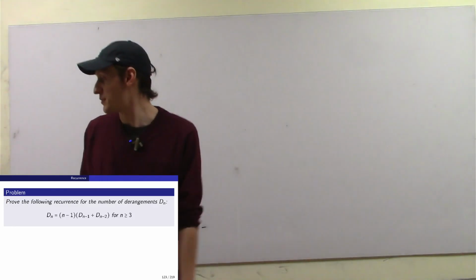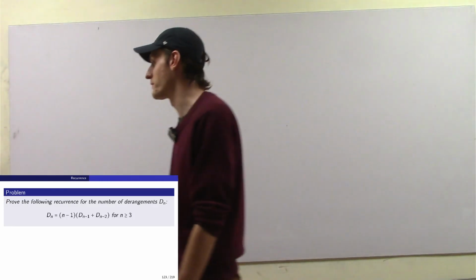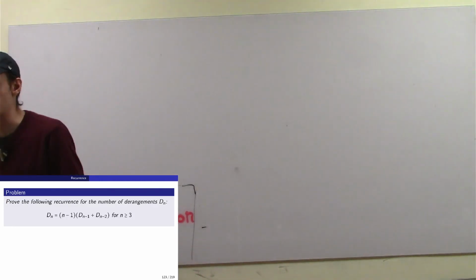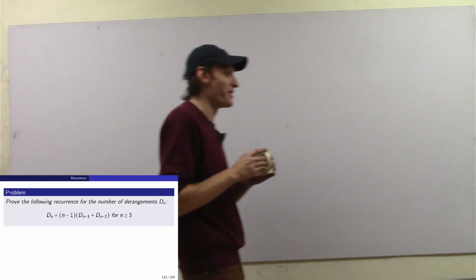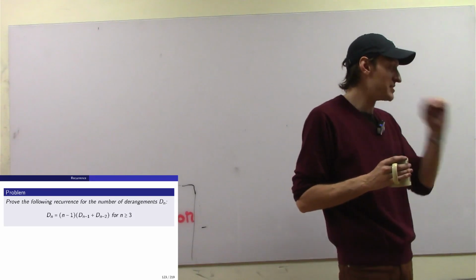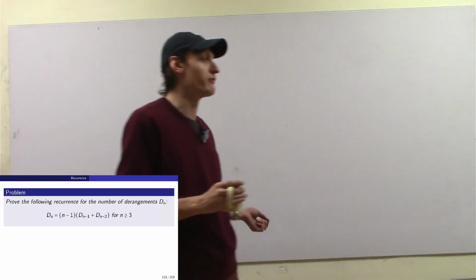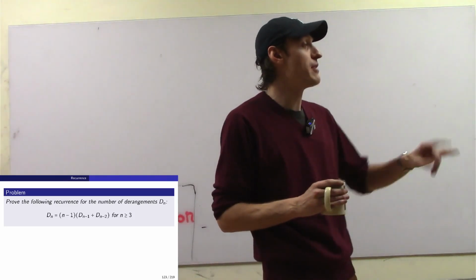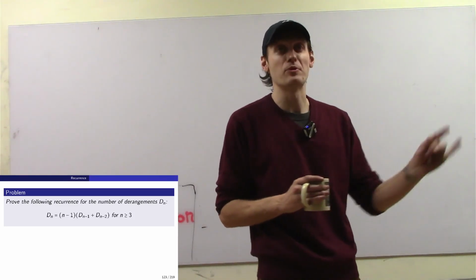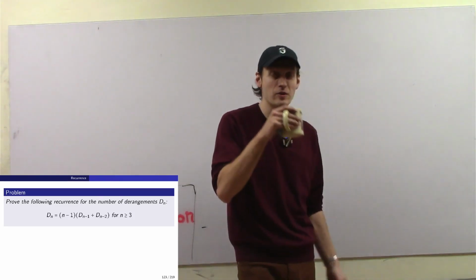Okay. I'm going to prove the following recurrence for the number of derangements d sub n. So we talked about derangements a while ago. This is where it gets more deranged again. So d sub n, the number of derangements of a set of size n, so these are permutations that don't fix an element, should be equal to n minus 1 times the sum of the previous two terms. This is for n greater than or equal to 3.